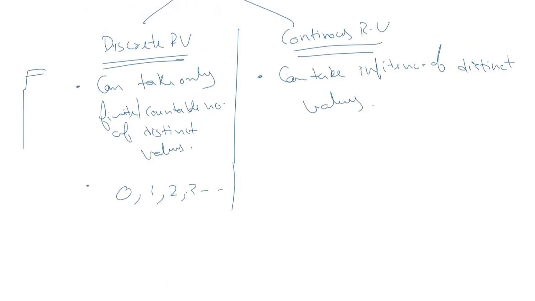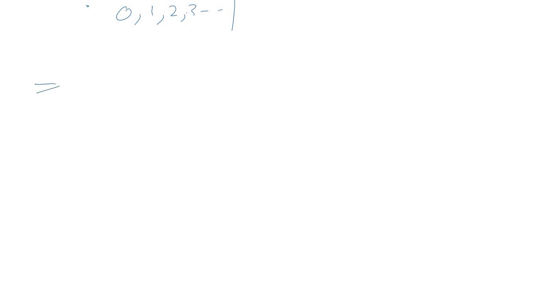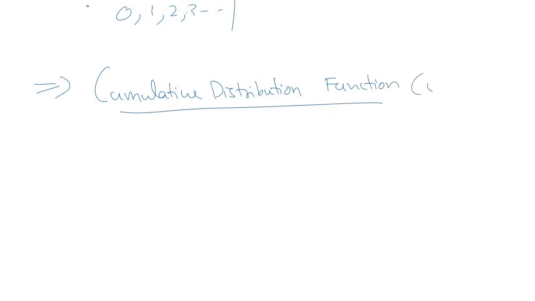Now let us discuss the statistical properties which help us to analyze the random variables. We'll begin with the CDF, that is cumulative distribution function. It is one of the important statistical properties of any random variable. As the name suggests, it is represented by capital F subscript X, where X is the random variable. This is the symbolic representation of a CDF, and as the name suggests, it cumulatively accumulates the probabilities.